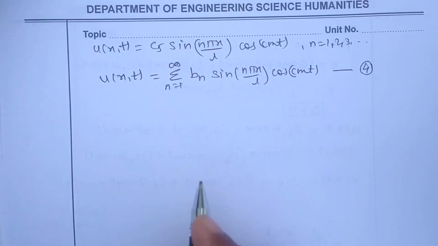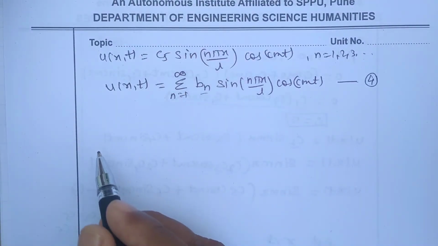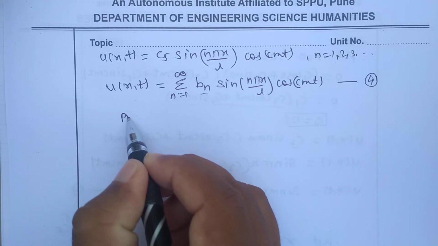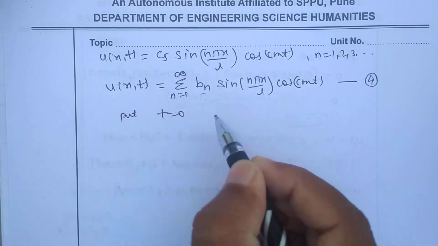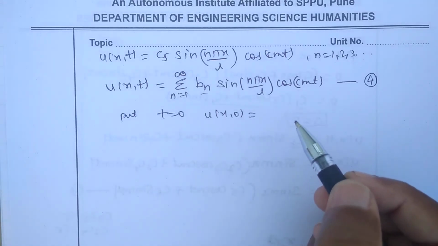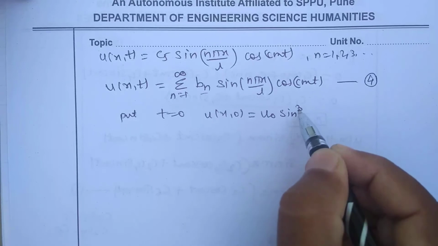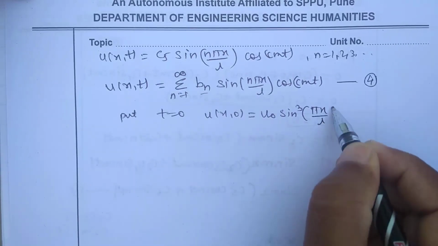Now we have to use the last condition to find the value of bn. So what is the last condition? Put t is equal to 0, and you will get u of x comma 0 is equal to what you have given: u0 sin cube pi x upon l.